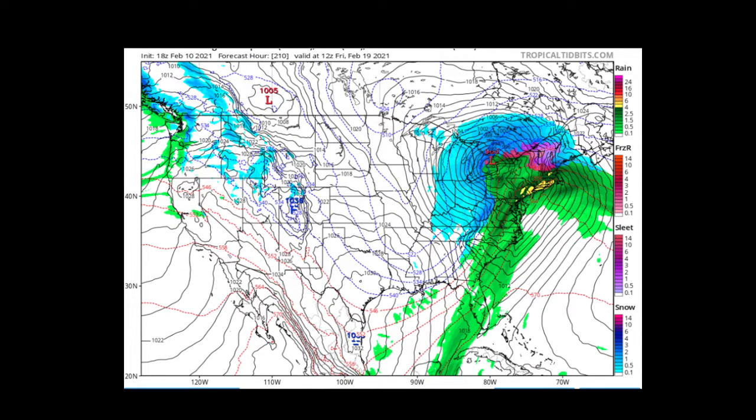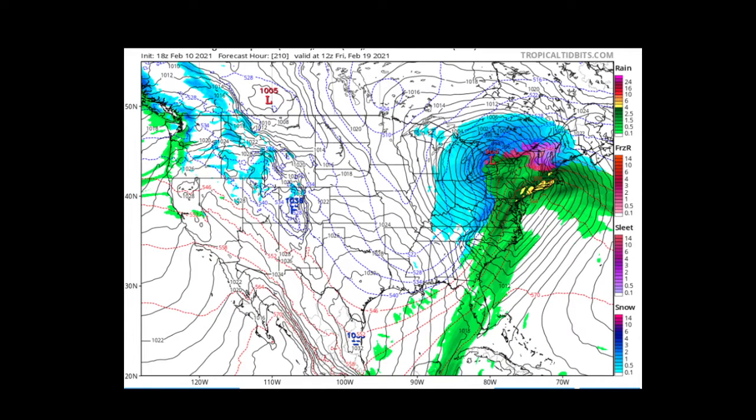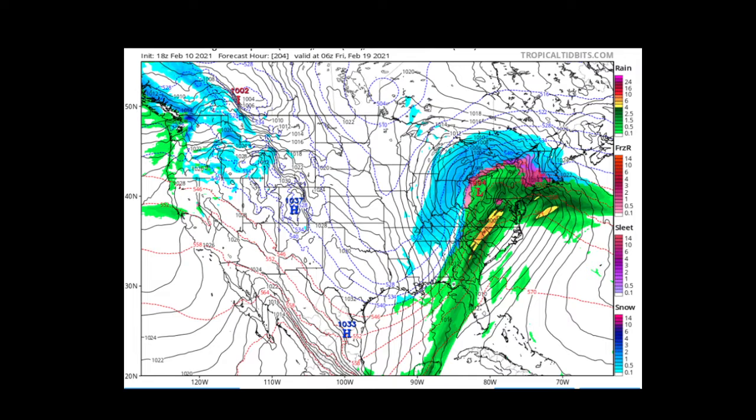What did I just do? Hit the home button. So, right there over eastern Ohio, getting that wraparound moisture and then getting some significant snowfall there. So, like I said, these jump 6 hours.